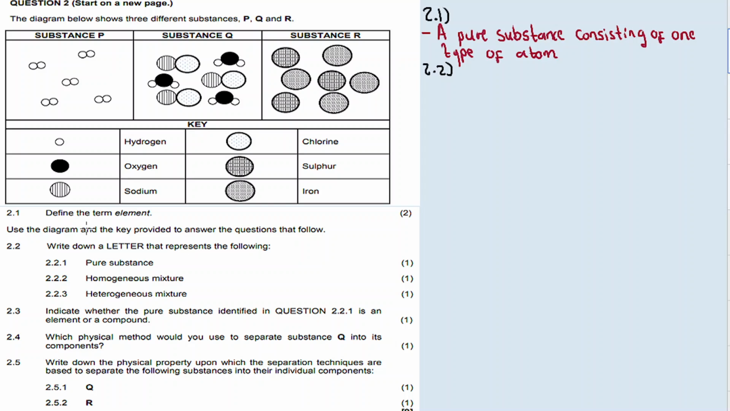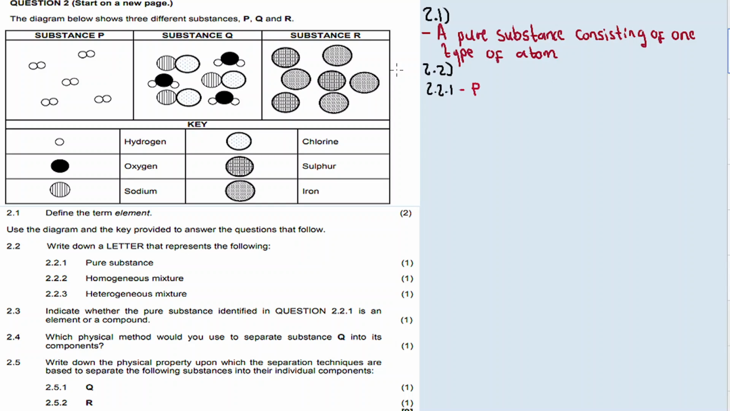2.2, refer to the diagram and the key provided to answer the questions that follow. 2.2.1, write down a letter that represents a pure substance. So here P is a pure substance because it exists as an element. I said we define an element as a type of pure substance, and we happen to have the element here in P, which is hydrogen.